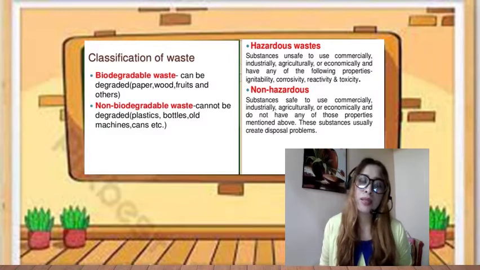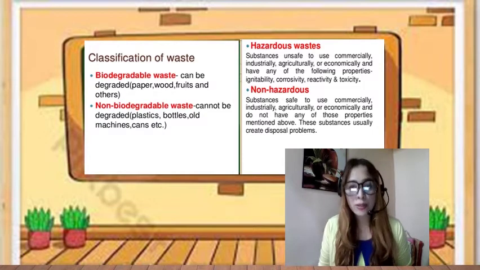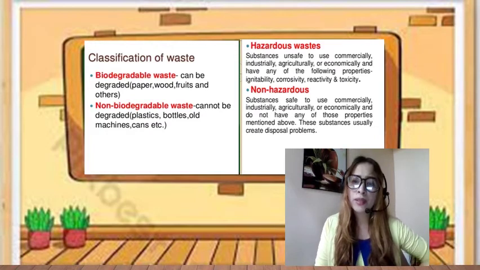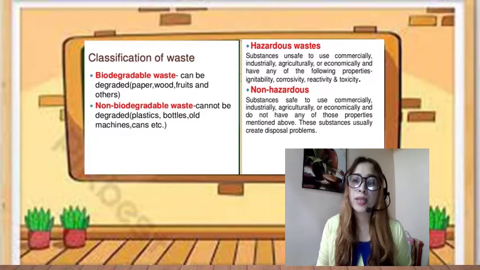Another classification of waste could be hazardous or non-hazardous. When we say hazardous waste, these are the substances that are unsafe, used by some industrial, commercial, or agricultural sectors, or economically, and have any of the following properties: ignitability, corrosivity, reactivity, or toxicity. But when we say non-hazardous, these are the substances that are safe to use commercially, industrially, agriculturally, or economically and do not have any of those properties mentioned above.